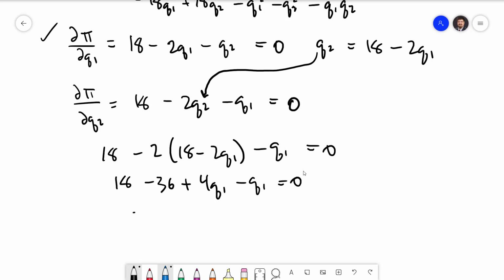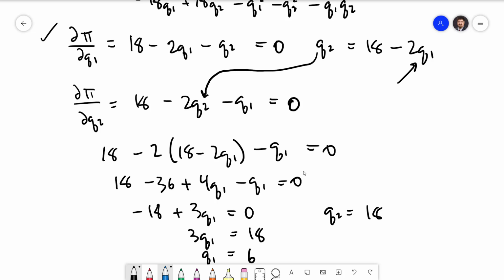Now we'll collect terms. 18 minus 36 is negative 18. 4q1 minus q1 is 3q1. Still equal to 0. I'll add 18 to both sides. q1 equals 6. Next, I'm going to take the q1 that I got and I'm going to plug it in right here. So we get q2 equals 18 minus 2 times 6. 18 minus 12 is also going to be 6.